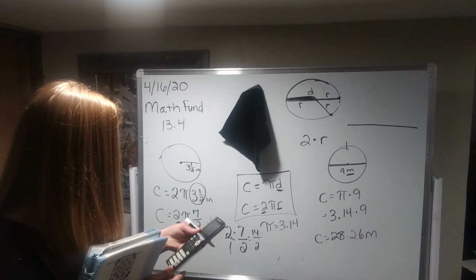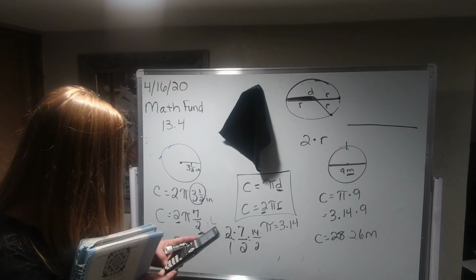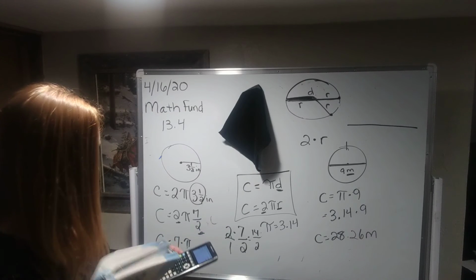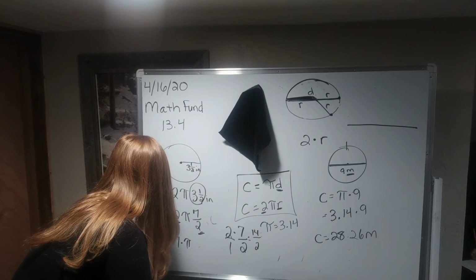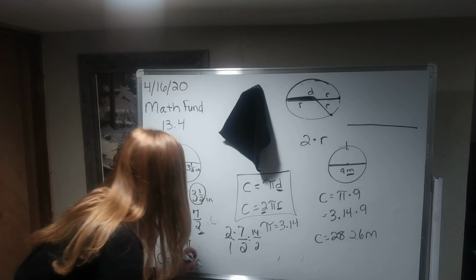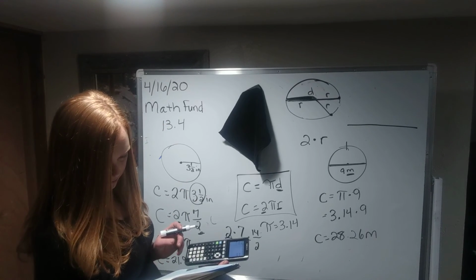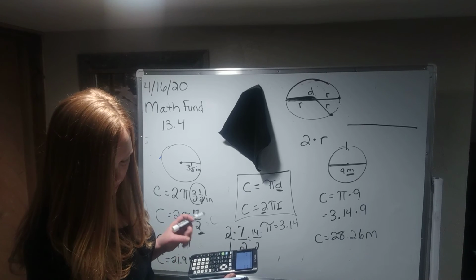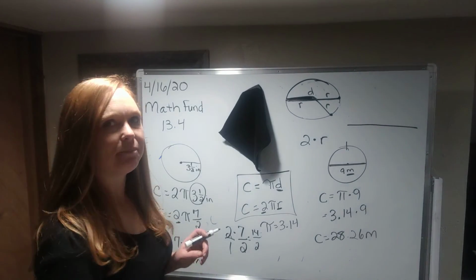Okay, now we have something we can put in our calculator. 7 times 3.14, 21.98. So we get circumference equals 21.98 inches. Now let's go back and read our problem. It says they use an approximate, but you can give me the exact answer. Okay? All right.